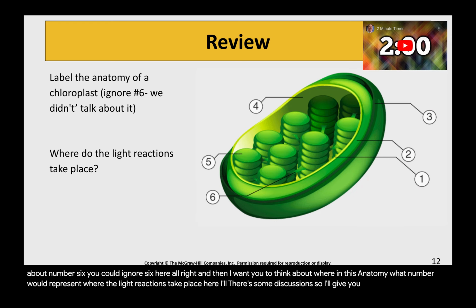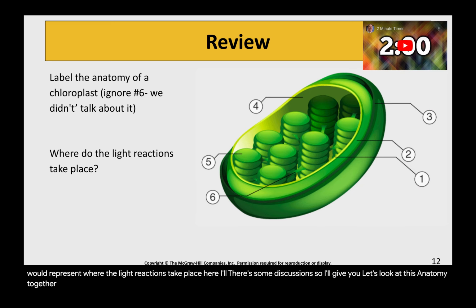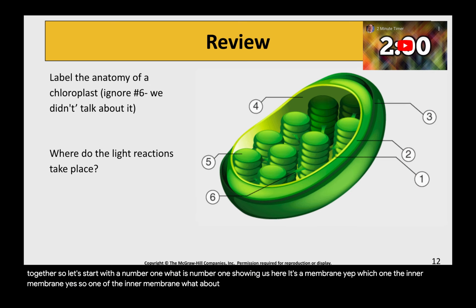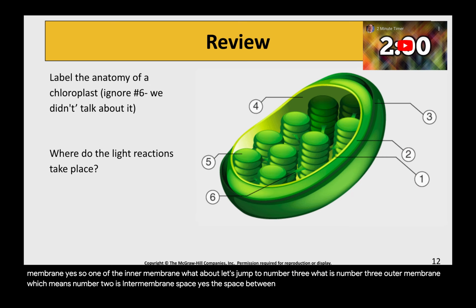All right, let's look at this anatomy together. Let's start with number one. What is number one showing us here? It's a membrane, yep. Which one? The inner membrane, yes. So one is the inner membrane. Let's jump to number three. What is number three? Outer membrane, which means number two is the intermembrane space. Yes, the space between those two membranes.